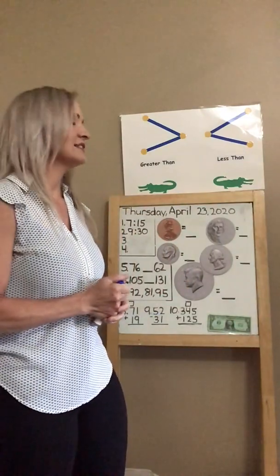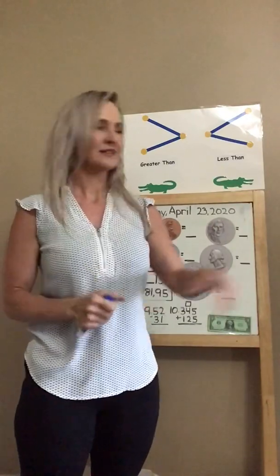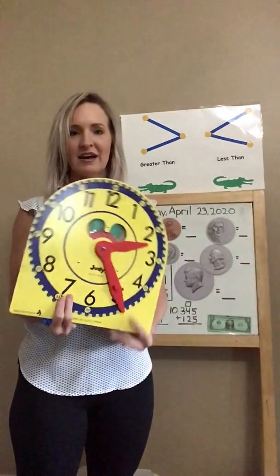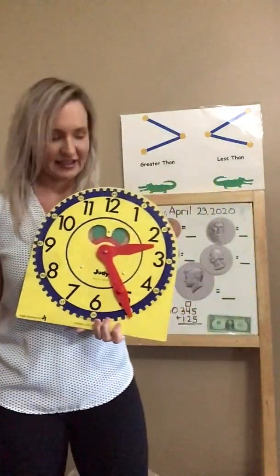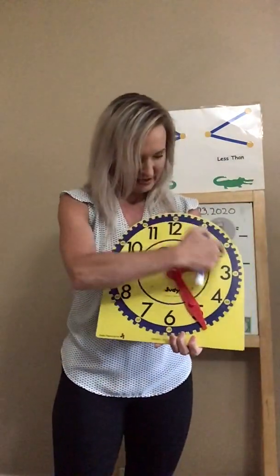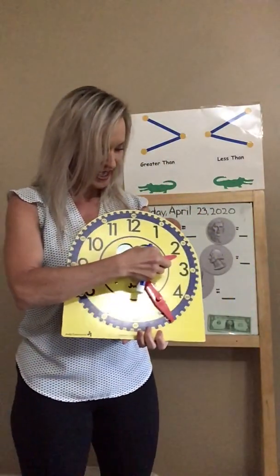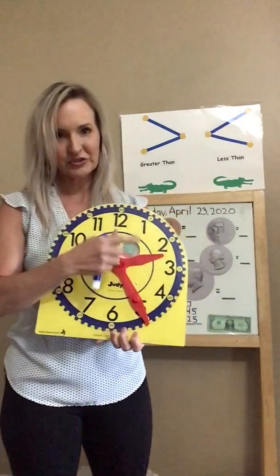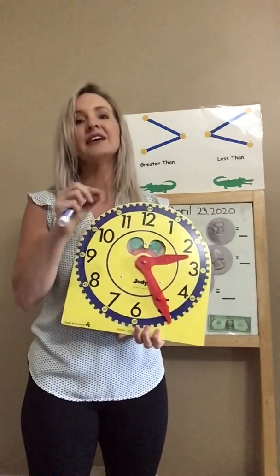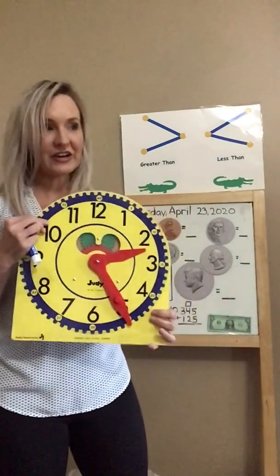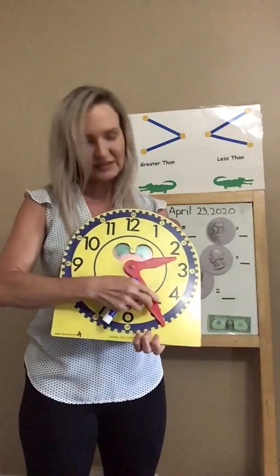Now, next question for you. How many hours are in the day? I think this is a good time to pull out my clock. We haven't seen this in a little while. How many hours are in a day? Remember, my clock shows 12 hours. And my hour hand, remember the short hand is the hour hand, my hour hand goes around twice. How many hours are in one day? 24. Very good.